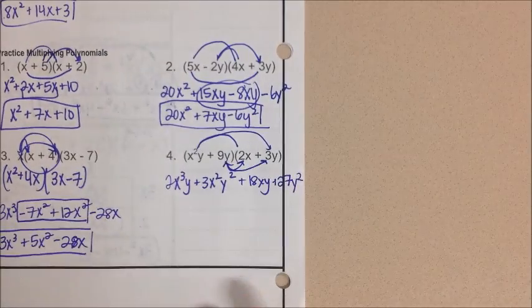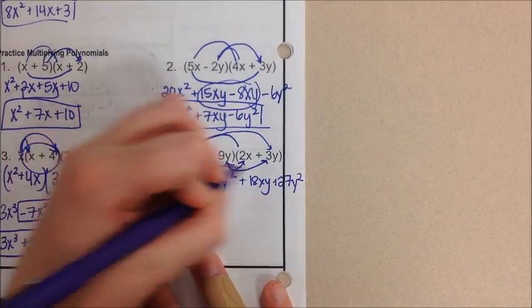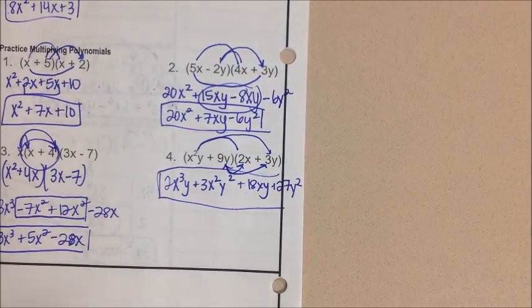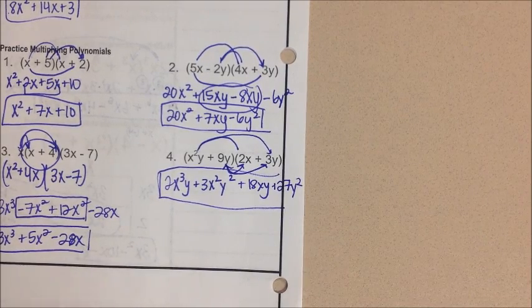So there's actually nothing to combine here, okay? So you see lots of x's and y's, but none of them are the exact same, so you cannot combine them. So that would be your final answer, okay?